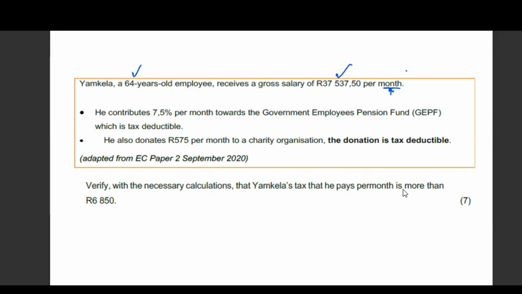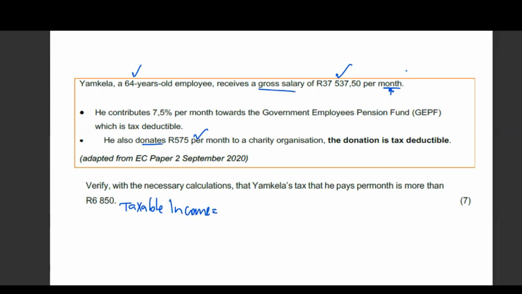He contributes 7.5% per month towards the government pension fund, which is tax deductible, meaning you have to subtract it before you start calculating tax. Then he also donates, per month, to a charity organization. Donation is also tax deductible, meaning we need to remove it before we start calculating tax. First and foremost, we need to determine taxable income.